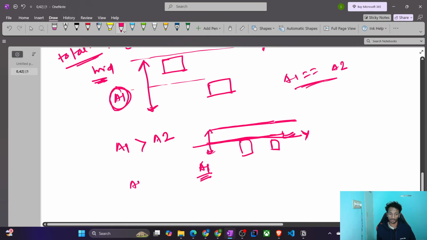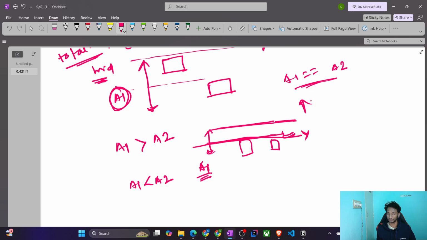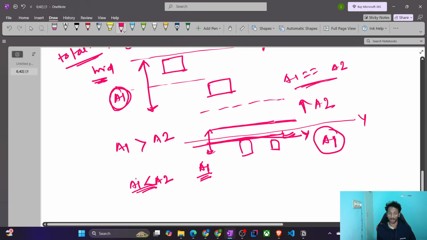Else, if area 1 is less than A2, then I have to shift this y line upward, because this area is less than this. Suppose this is A2 and this is A1, whatever line I have. So if A1 is less than A2, then what do I have to do? I have to increase A1 and decrease A2.